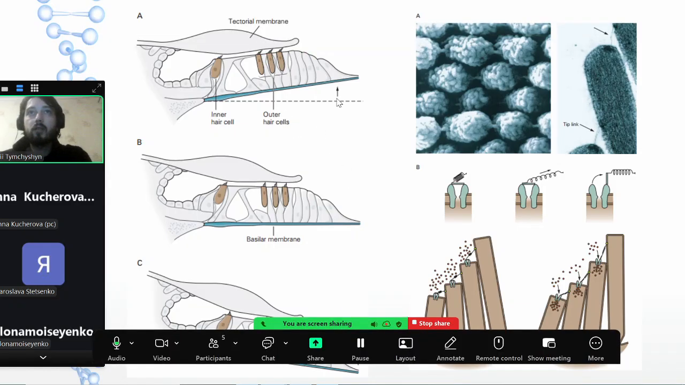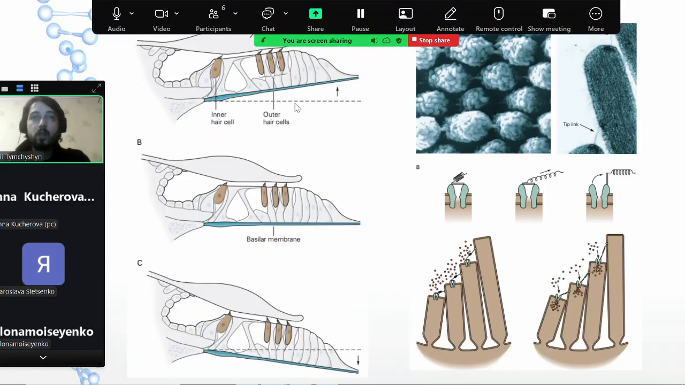Here we have different images and the micrographs on the right. What is basically happening? Here you see the tectorial membrane, here you see the inner hair cells, and here you see the outer hair cells. Everything is wobbling. The videos I showed you at the beginning of the lecture, you might imagine how this thing wobbles in 3D.